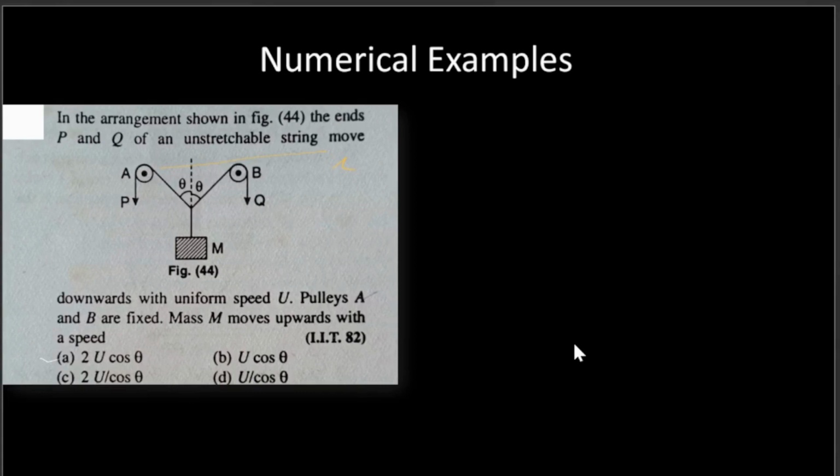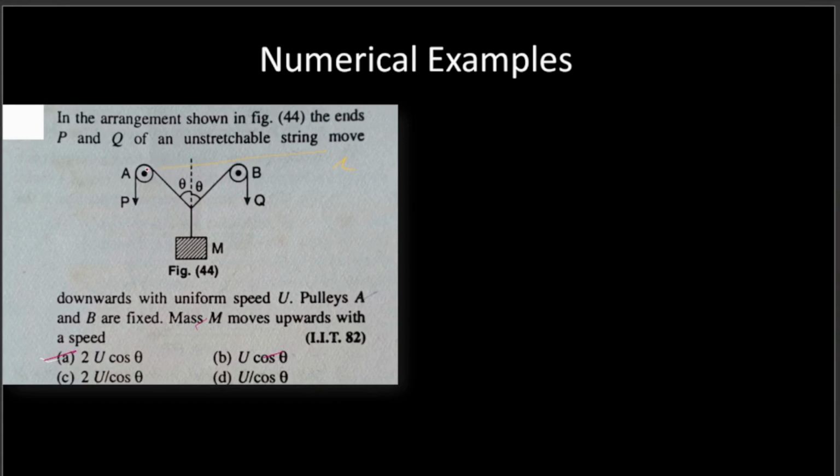The first numerical example is in the arrangement shown in figure 44. The ends P and Q of an unstretchable string move downward with a uniform speed of u. Pulleys A and B are fixed. Mass M moves upward with a speed of. These are the four options given here. So we need to calculate the upward speed of M with the help of differentiation.